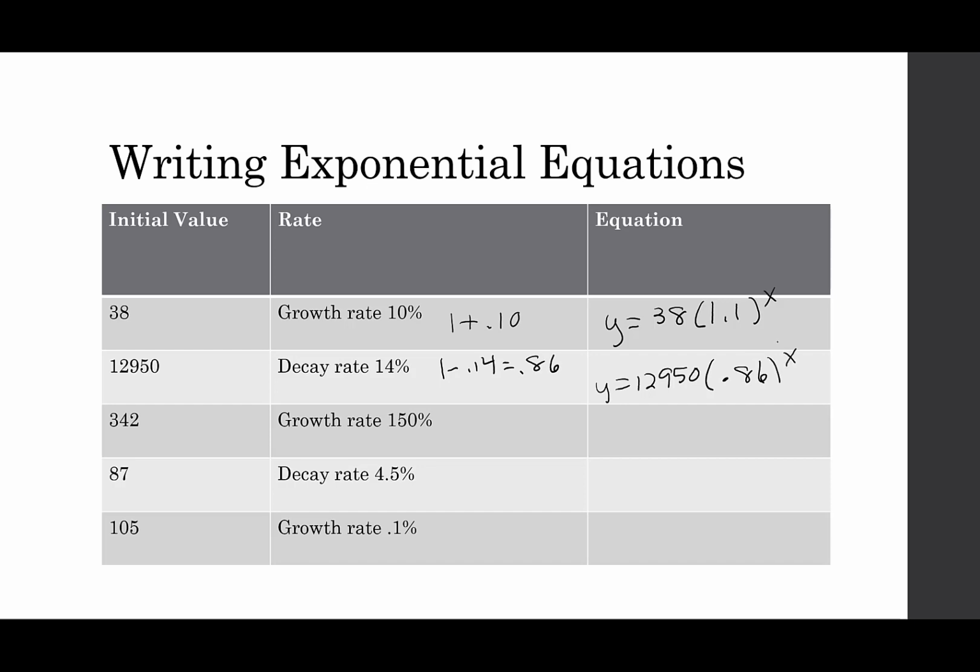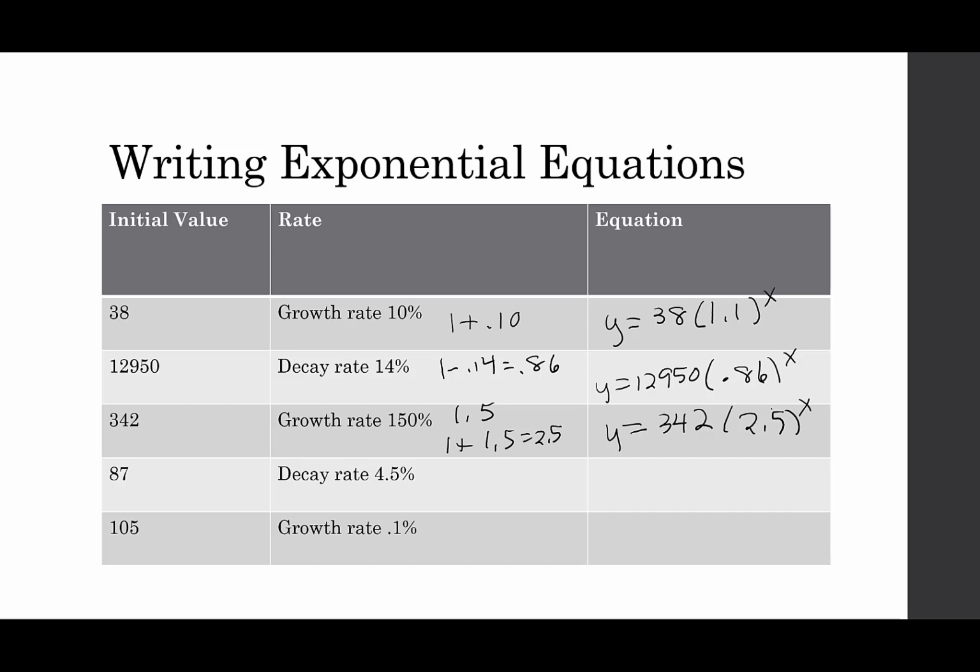Our third one says 342 as our initial value, a growth rate of 150%. So let's start with y equals 342. Well, remember, when we make it a percent, we're moving the decimal place over 2, so this becomes 1.5. We do 1 plus 1.5, that's 2.5. So I have 2.5 to the x. This is a big growth, probably bigger than you're usually thinking, but you do hear things grew 150%, 200%. It's okay to grow more than 100%.